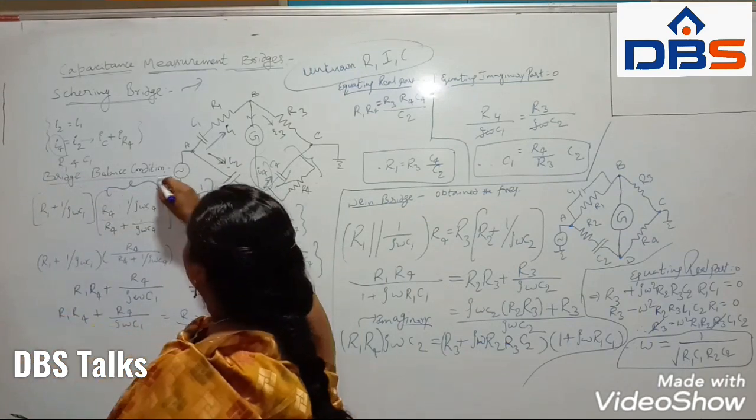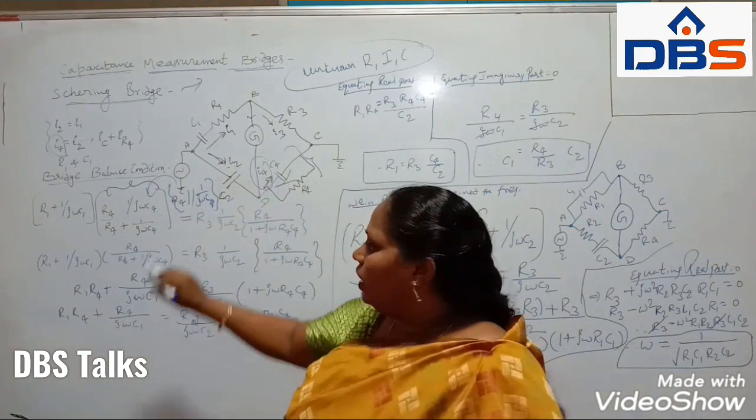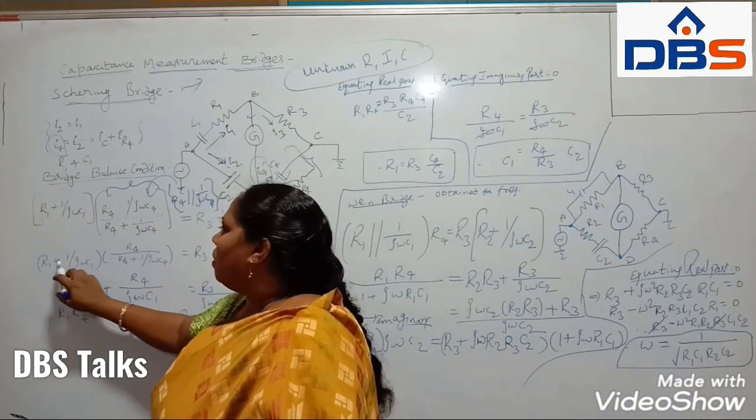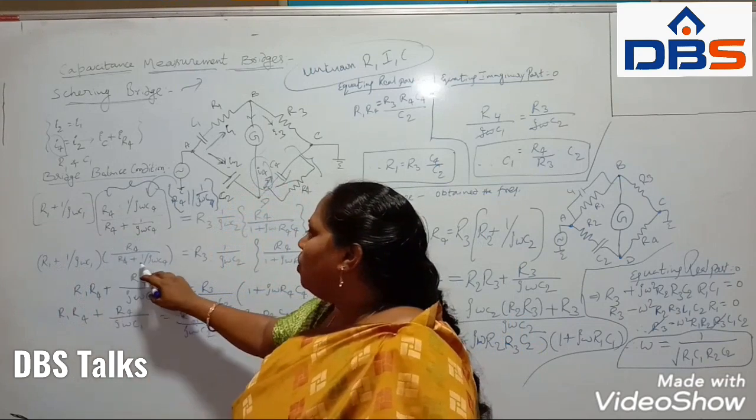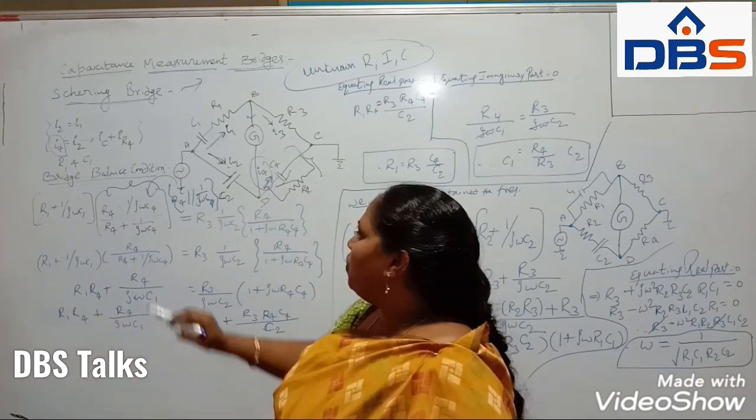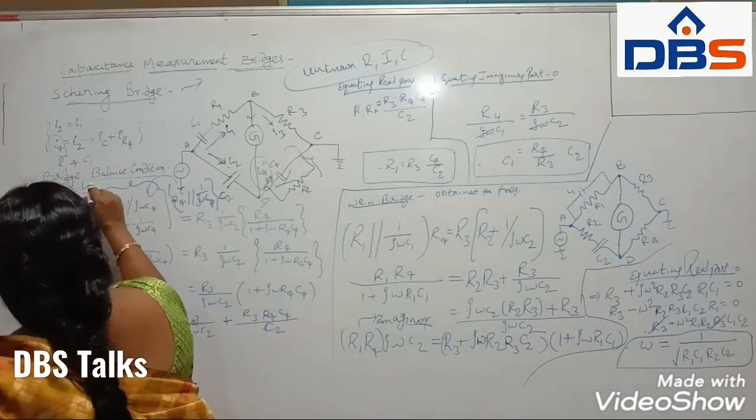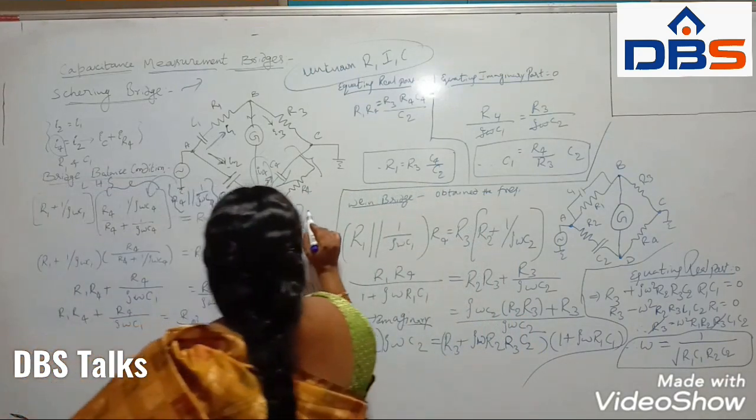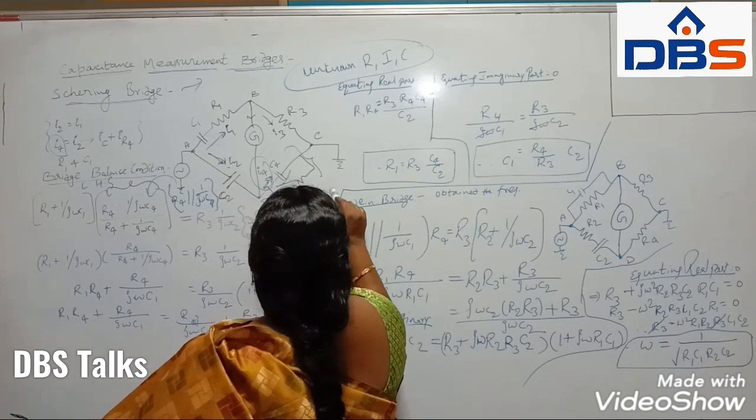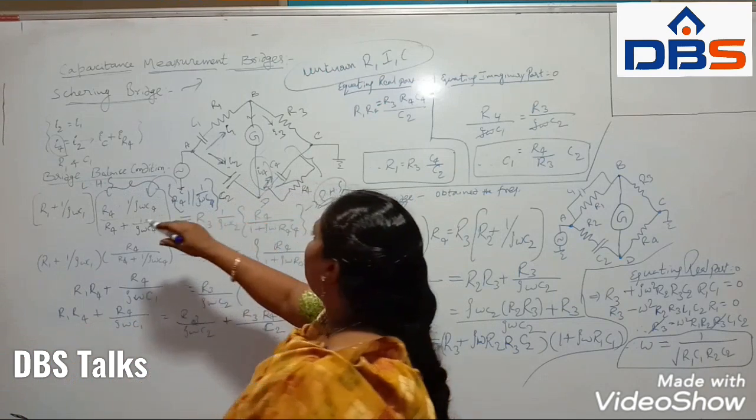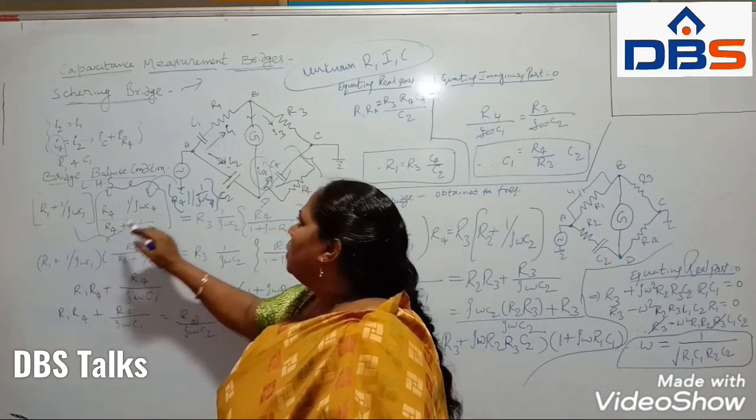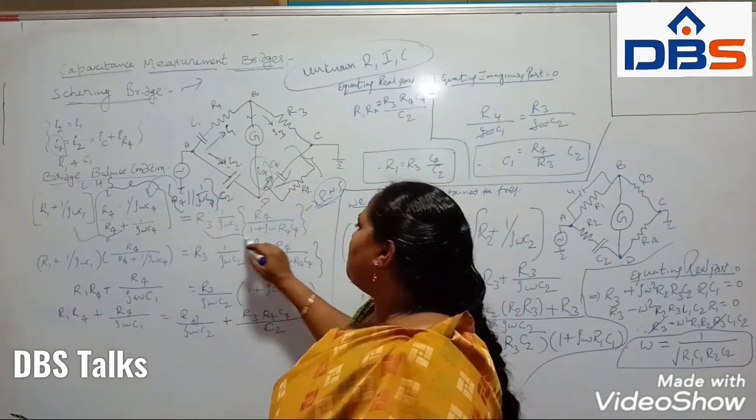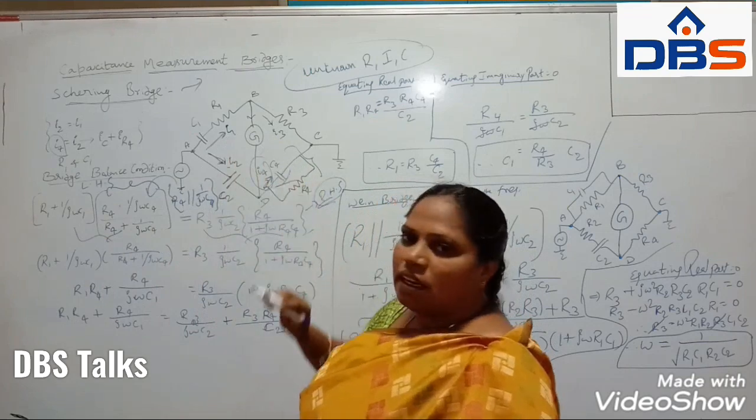Here directly I will write this in the equation. Next, R1 plus 1 by j omega C1 into, simplifying this, R4 by R4 plus 1 by j omega C4. So this is the LHS term and this is the RHS term. Simply we will remember this LHS and RHS. This is the product of the two opposite resistors, and this is the product of the other two opposite resistors.